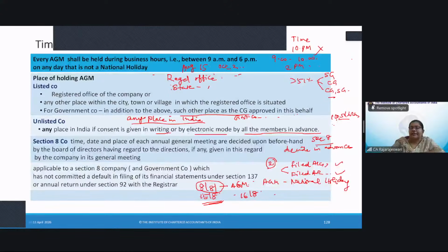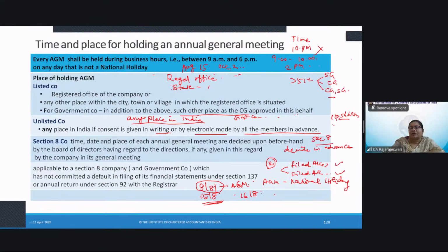It can only be held on the 16th of August. Automatically, it will go to the next date, because otherwise you are violating this provision. If that adjourned meeting on August 8th is the original meeting, and for want of quorum or due to some reason it gets adjourned to the same day next week, and that day is 15th August, then you cannot hold it. That is the concept. Similarly, October 2nd.